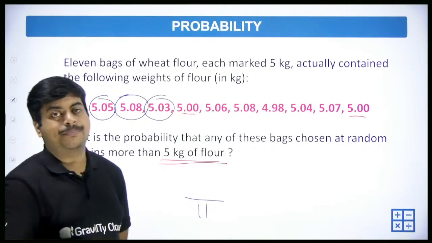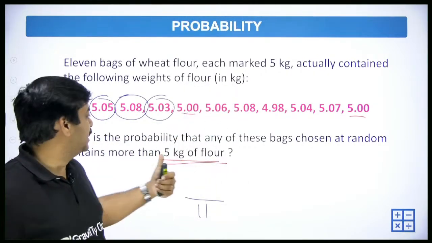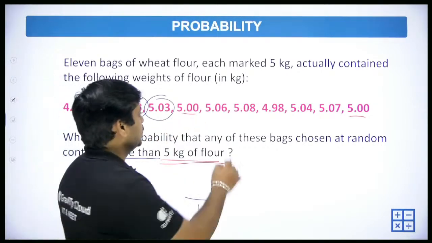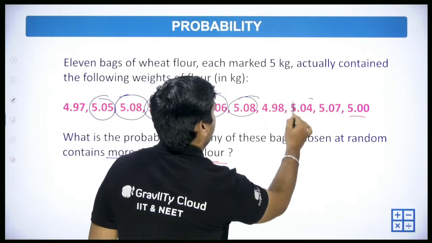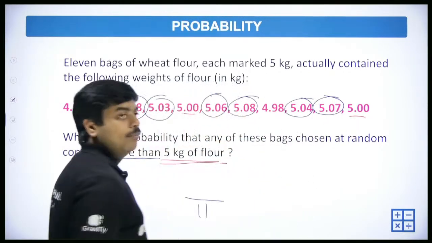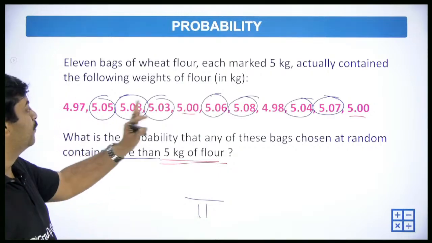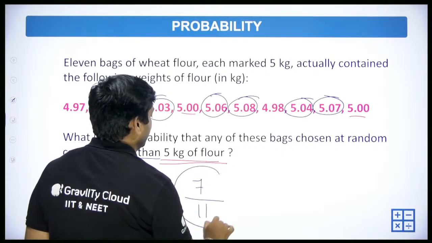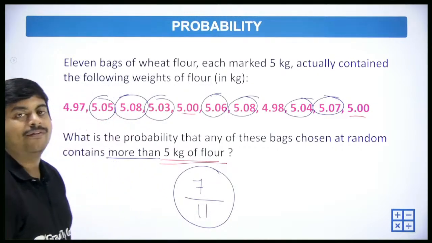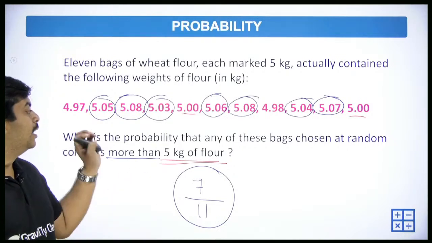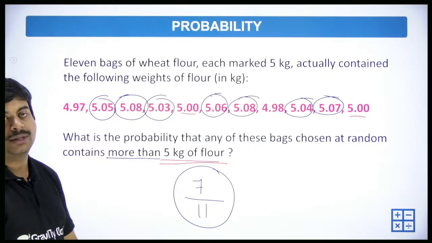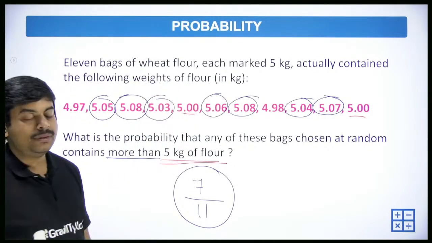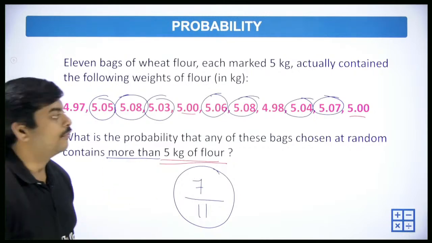5 is not greater than 5. That is the only mistake you make. 5 is equal to 5. The question is more than 5 kgs, so 5 cannot come. 5.06 can come, 5.08 can come, 5.04, 5.07. So now tell me how many cases: 1, 2, 3, 4, 5, 6, 7. So out of 11 we have 7 cases where the weight is more than 5 kgs. So that is how you try to find the probability.